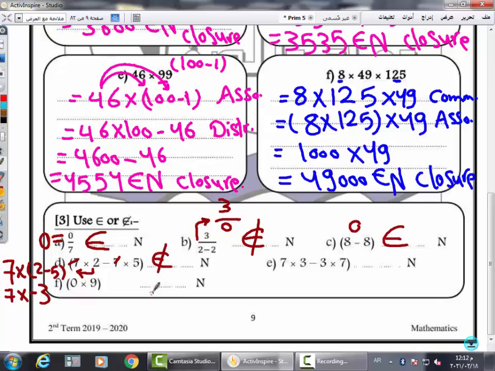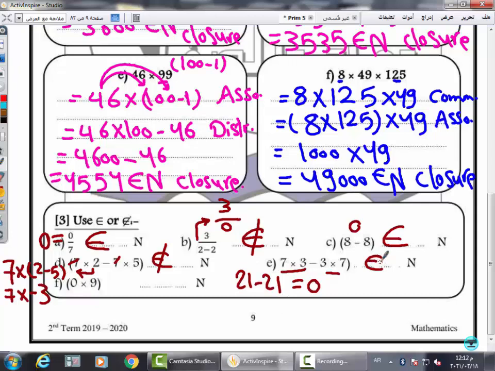Next: 7 by 3 minus 3 by 7. The same numbers, 7 by 3 with 3 by 7. The result will be 0. 21 minus 21 equals 0. 0 belongs to natural.